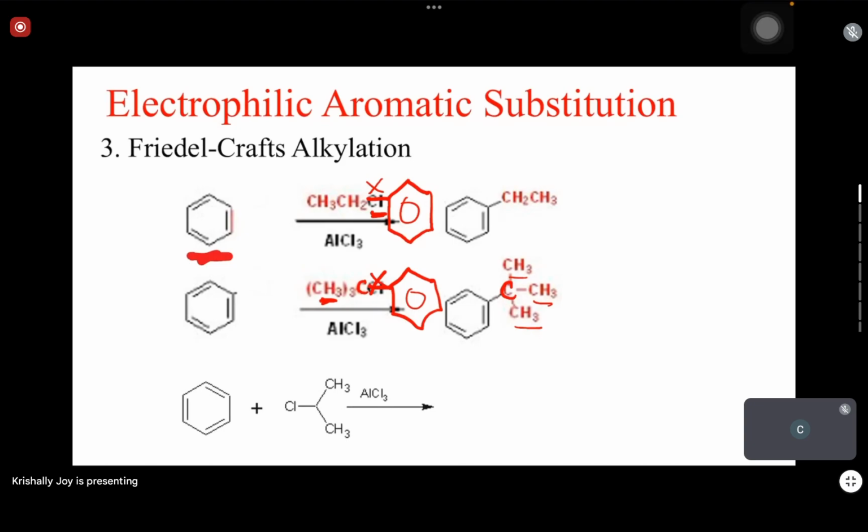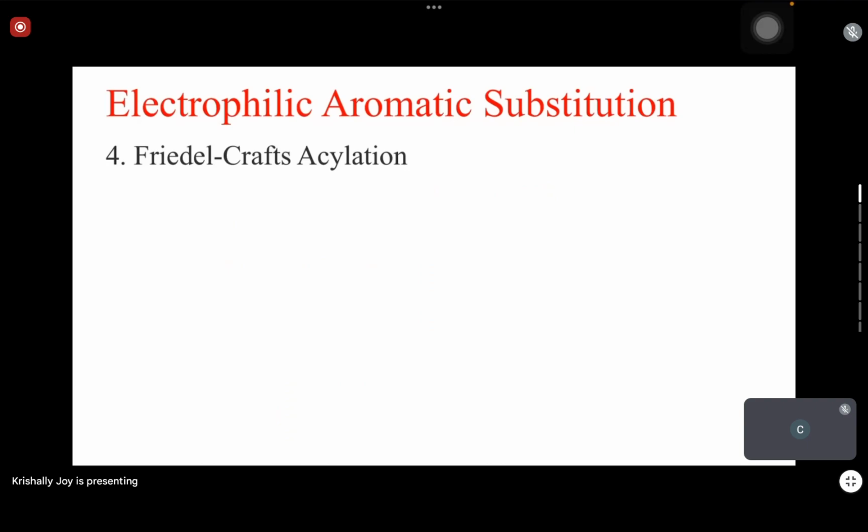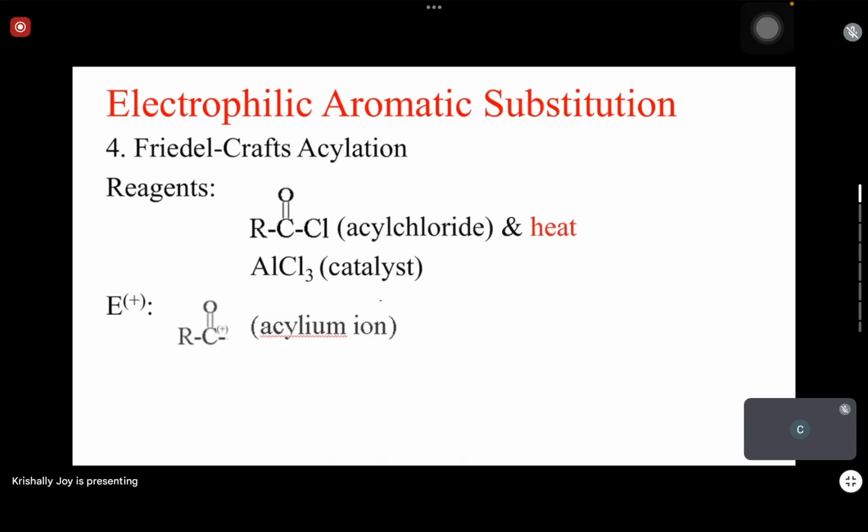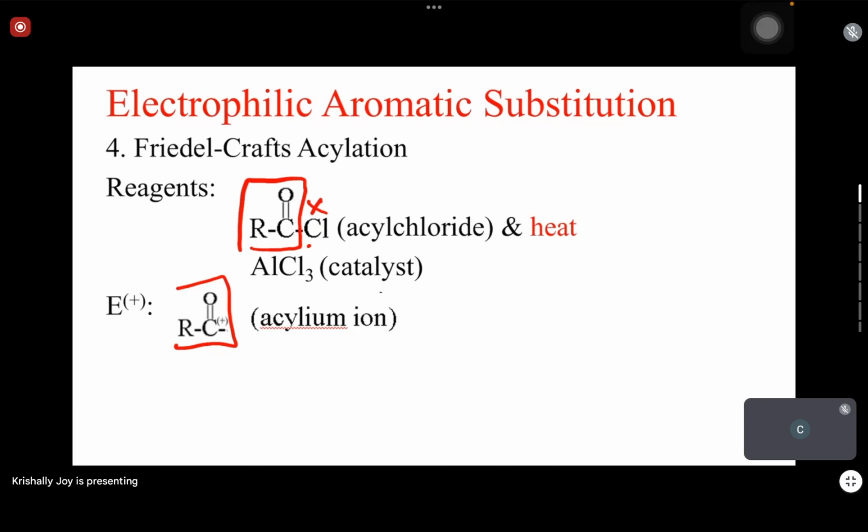The same goes here. This is alkylation; only the R group is added. So remove the chloro portion, then replace it with the benzene ring. Same with acylation. The reagent you will need is an acyl chloride. Remove the chloro portion. So this is the only electrophile being added, the acylium group.